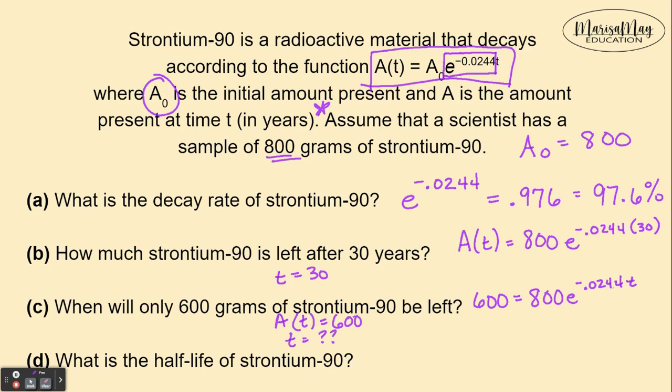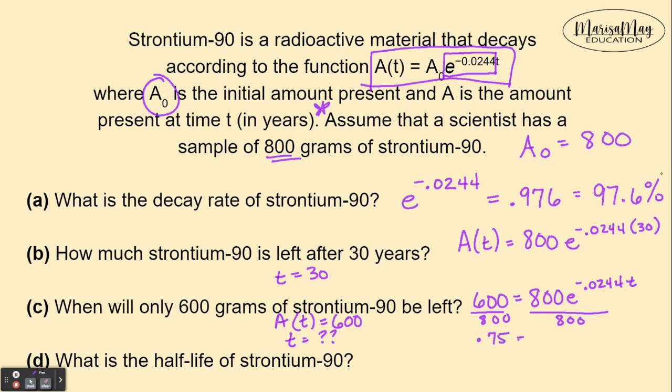So a couple of ways that we can do this. We can solve this by hand, and let me do that first, and then we'll double check it on the calculator. So the first step here is I'm going to divide by the 800 on both sides. I need to get that e by itself before I can do anything else.